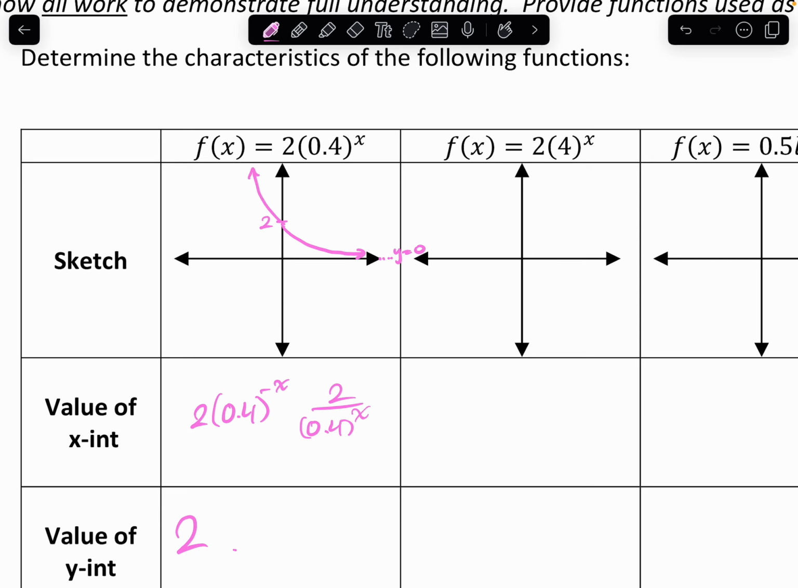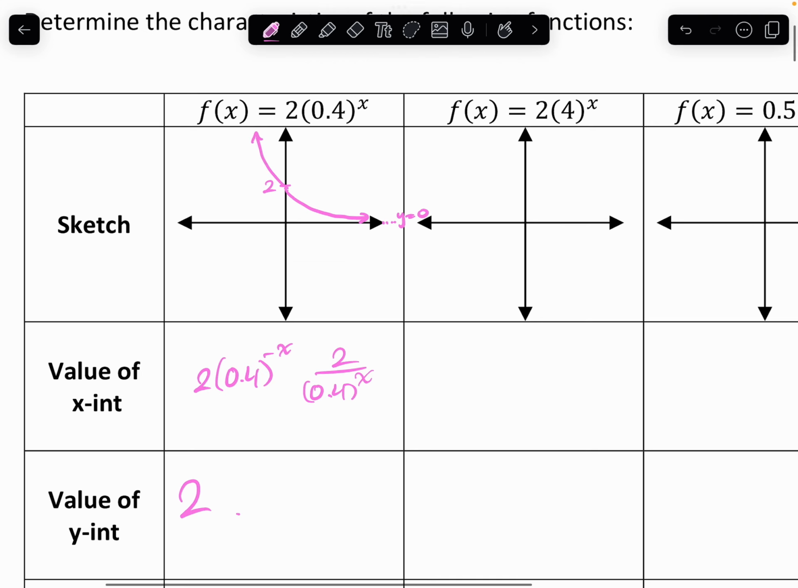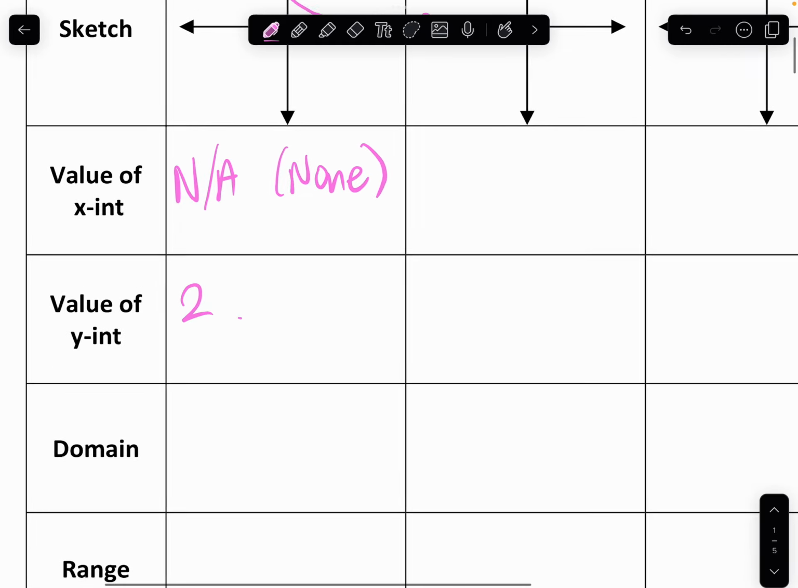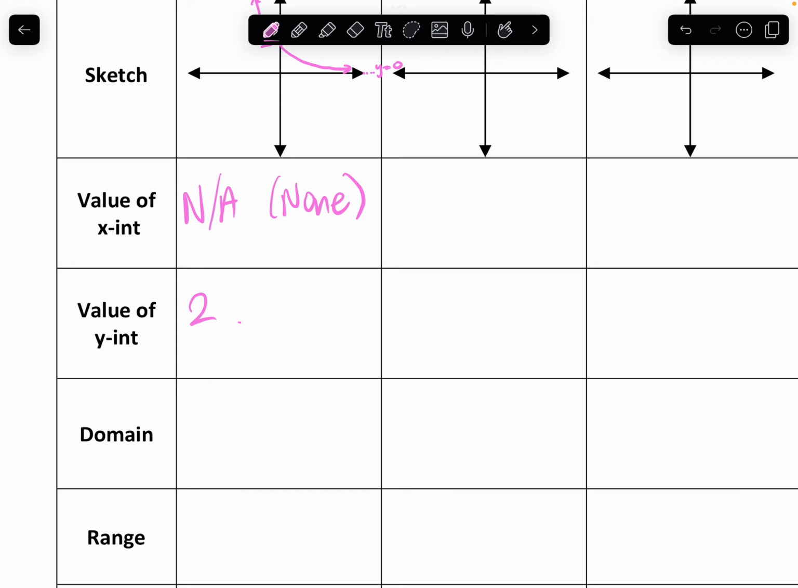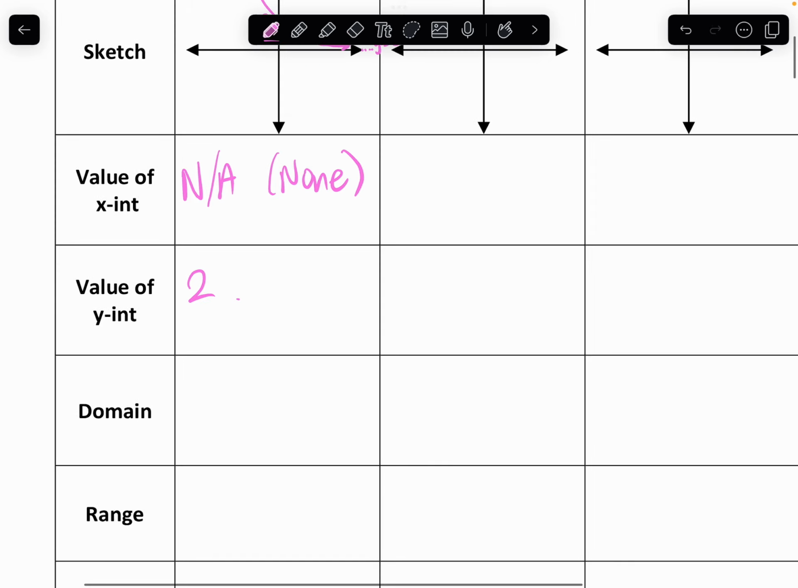This is our shape. The value of our x-intercept: we've just established there is no x-intercept, because this will never be able to equal or be below 0. So we can write NA or none or whatever you want to write. Or if you want to be mathematically correct, you can say no real x, but I reckon just say none. That's probably better.